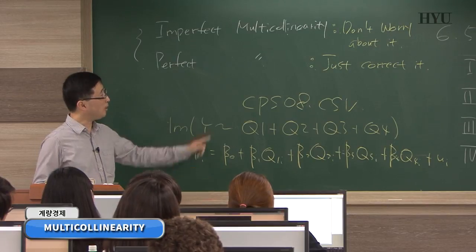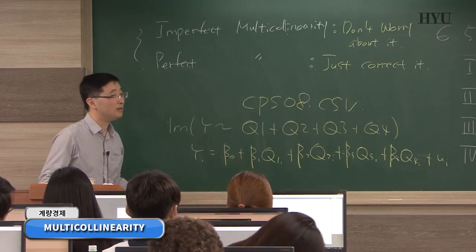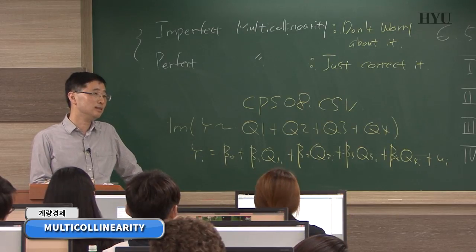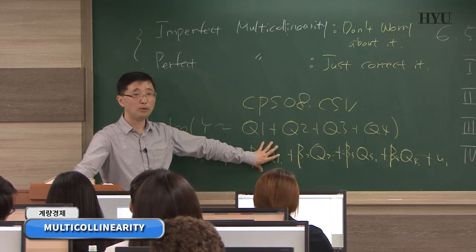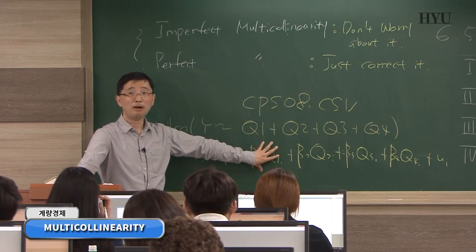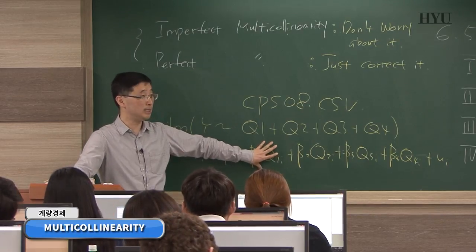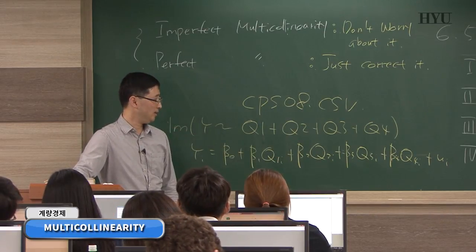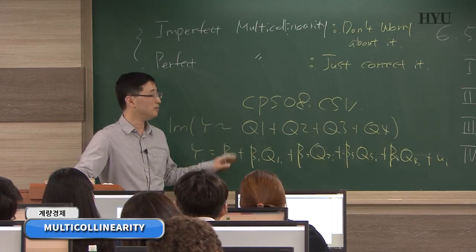So there's a problem, and the textbook says, if there's a problem, just correct it. So how do you correct it? One idea is to drop one of the dummies, and that becomes your baseline quarter, and everything is compared against that quarter. The second option is to drop your constant. So that's how you fix it.